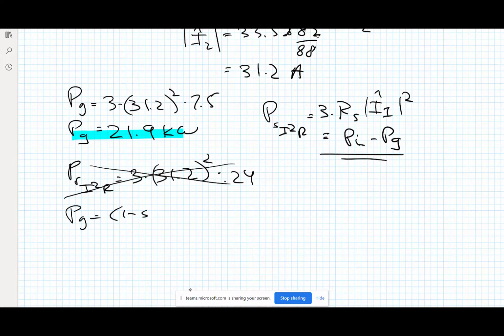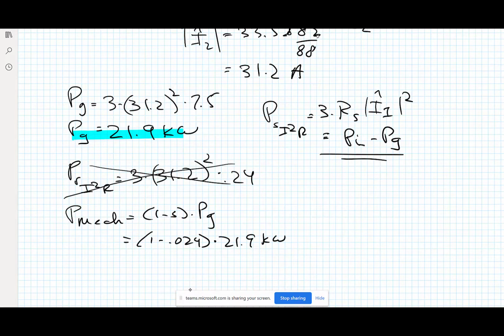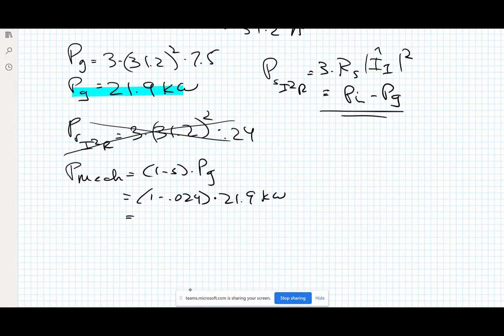So I know the slip, right? So P mechanical, I could have found this and subtracted it from the P gap, but I could just say P mechanical is equal to 1 minus the slip times PG. 1 minus 0.024 times 21.9 kilowatts, and that is 21.4 kilowatts.